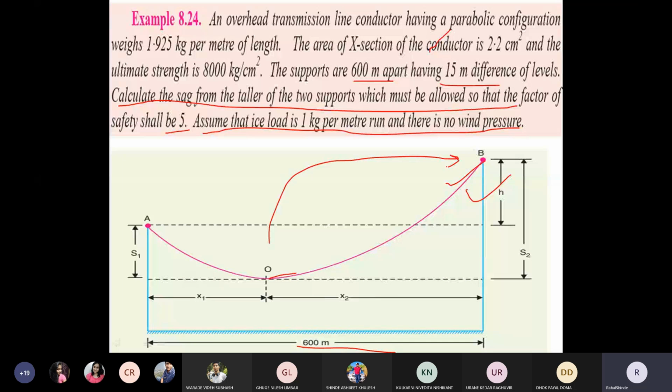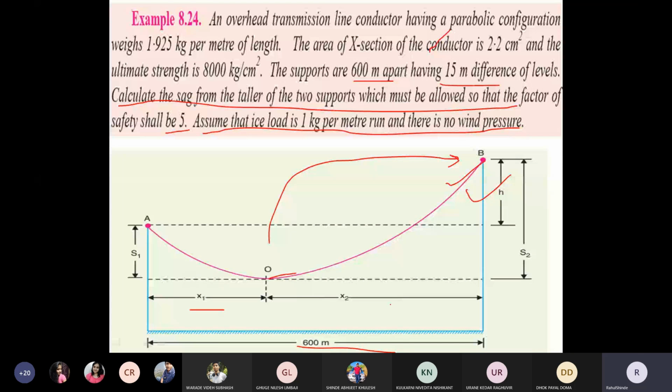We have seen the derivation itself. If the line supports are at equal level, we can directly use the formula S equals omega L square divided by 8T. But we cannot use the direct formula for sag in the case of unequal supports, so there we have seen some conditions. We don't know the distances, so we assume that from pole A to the lowermost point the distance will be x1, and from B the distance will be x2.